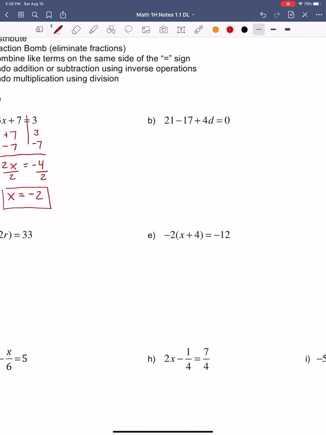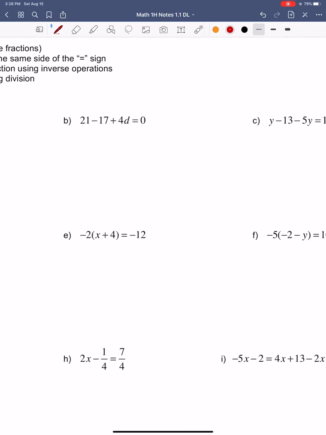All right, moving on to letter B. Again, no distribution and no fraction, so I don't need to worry about that. I do have some like terms that are on the left side here. I've got a 21 and a negative 17, right? Those are just constants, just numbers. So I can go ahead and combine those things. So 21 minus 17 gives me 4 plus 4d equals 0.